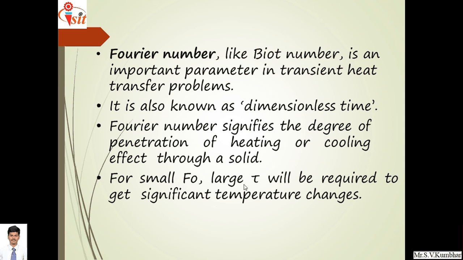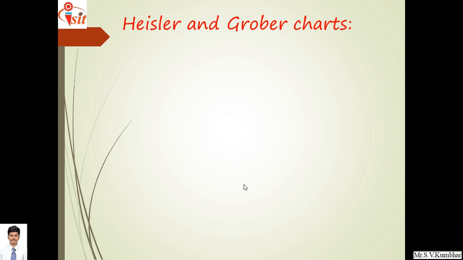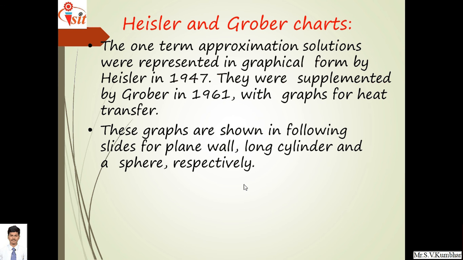Fourier number signifies the degree of penetration of heating or cooling effect through a solid, as we have already discussed. So the next point is the Heisler and Grober chart. The one-term approximation solutions were represented in graphical form by Heisler in 1947. They were supplemented by Grober in 1961 with graphs for heat transfer. That's why the chart is known as the Heisler and Grober chart.